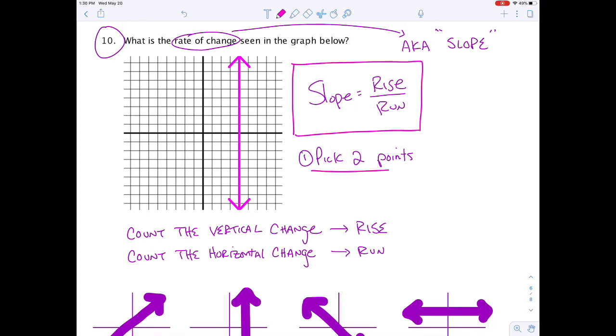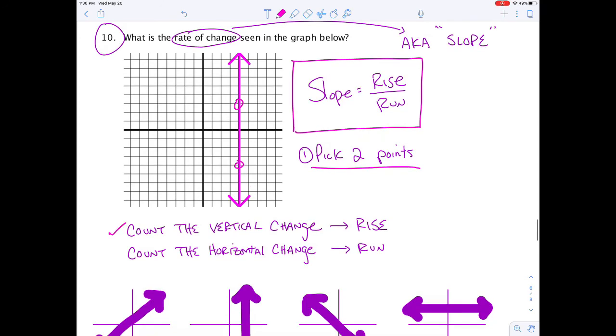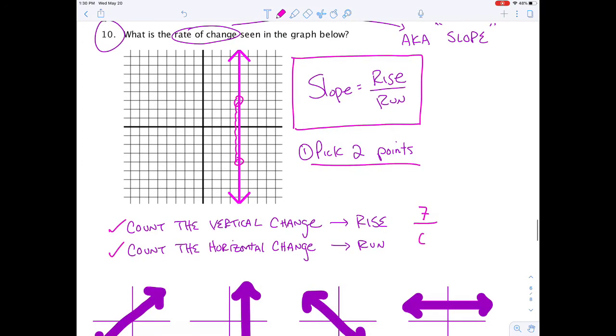It's rise over run. The way you do rise and run is you pick any 2 points. It doesn't really matter which 2. You count how much it changes vertically first. So this one changes 1, 2, 3, 4, 5, 6, 7 spaces. That's your numerator. And then you count the horizontal change, how much it runs. Now it has to go left or right to run. This one doesn't go right or left, so it's 0, and this does not equal 0. It equals no slope, right? This is undefined. If you put it into a calculator, it would not work.